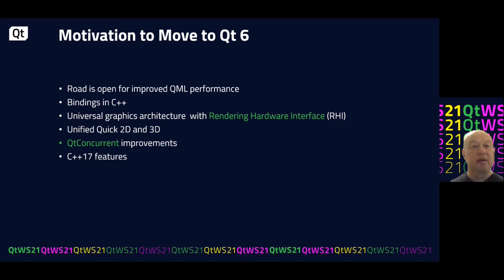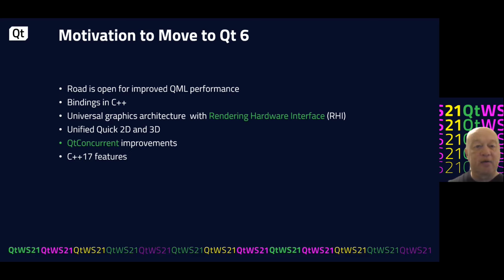So first, the motivation to move to Qt6. If you still are in Qt5, it might be tempting to go to Qt6 because we have more QML advances coming up in Qt6, and already there are some new features available. And then there are also new bindings on the C++ side that you can use in Qt6, and a completely new rendering hardware interface that I will also touch a little bit in this talk.